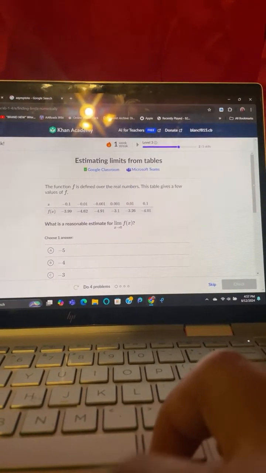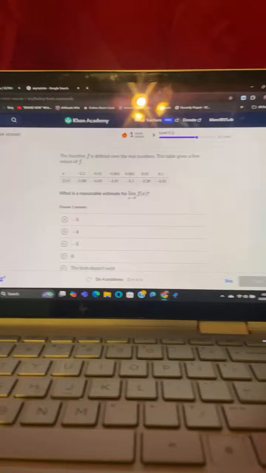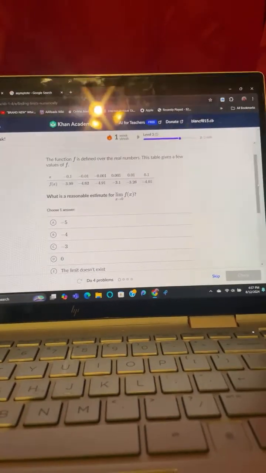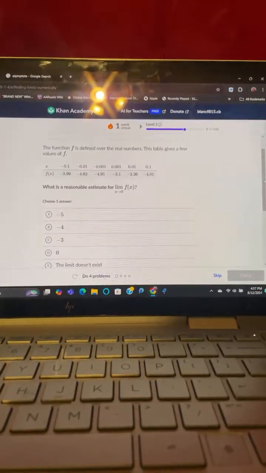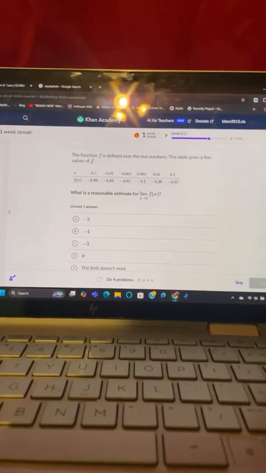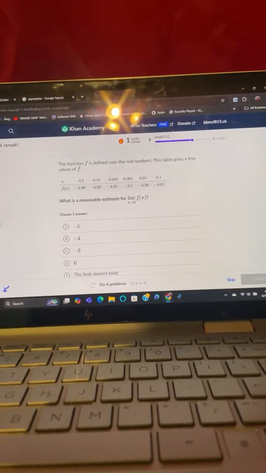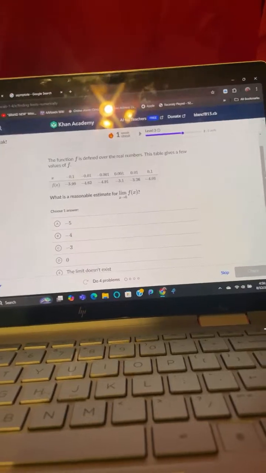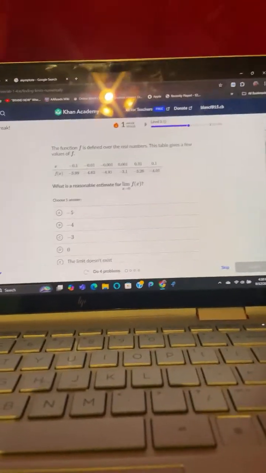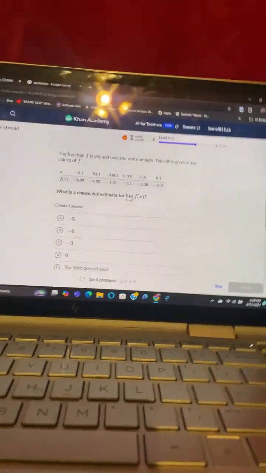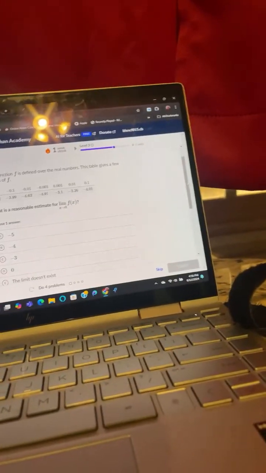All right, what's a reasonable estimate for this? Keep in mind, estimate, not exactly what it is, because that's not what we're trying to study. All right, a reasonable estimate as x approaches 0.